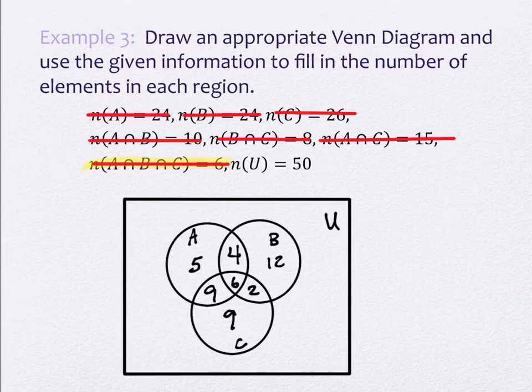Sometimes people think they're finished when they get to this point. You've got a lot of numbers on there already, but you do need to remember there is still going to be a number on the outside region. It could be 0. That's a possibility. That's not an unreasonable number. It can't be negative, obviously. But it could be 0. So at this point, we're ready to use that last piece of information, that N of U equals 50.